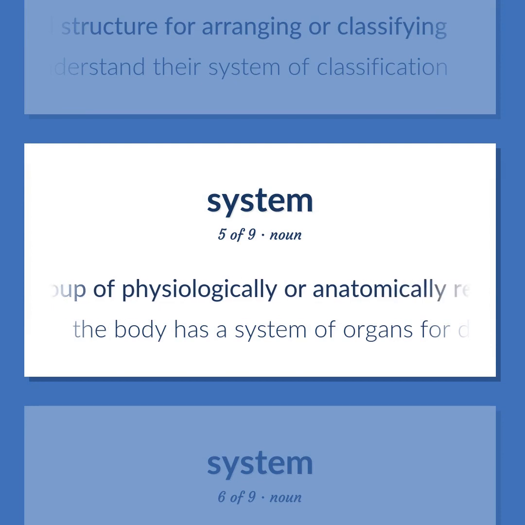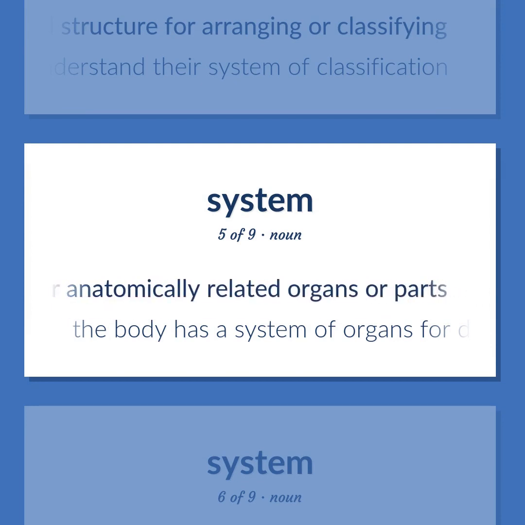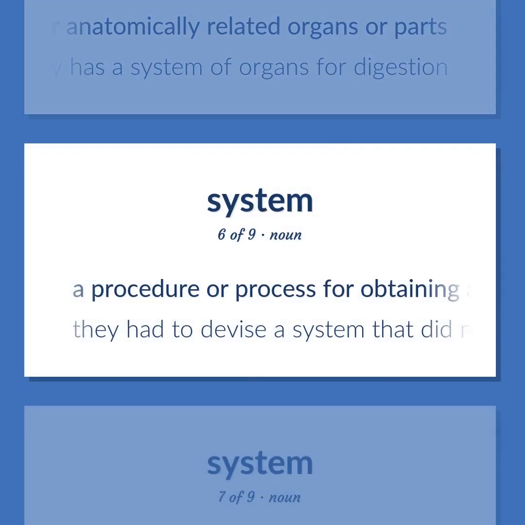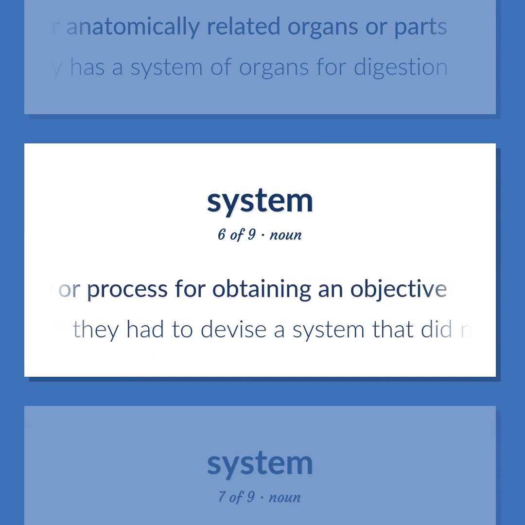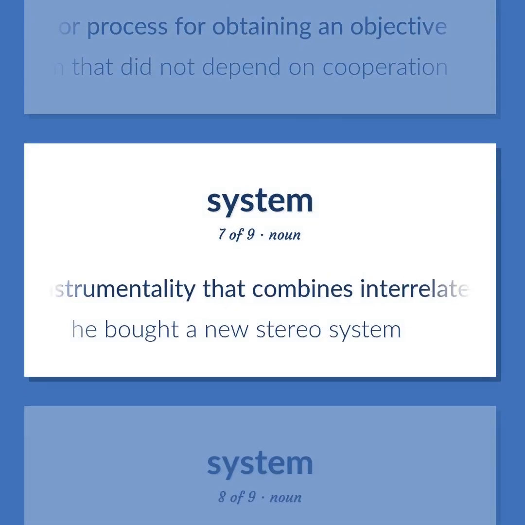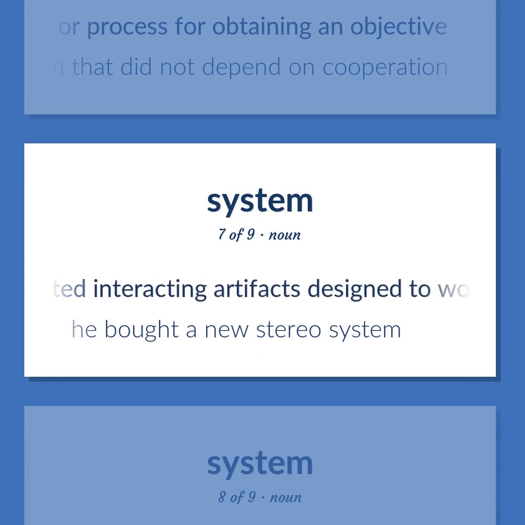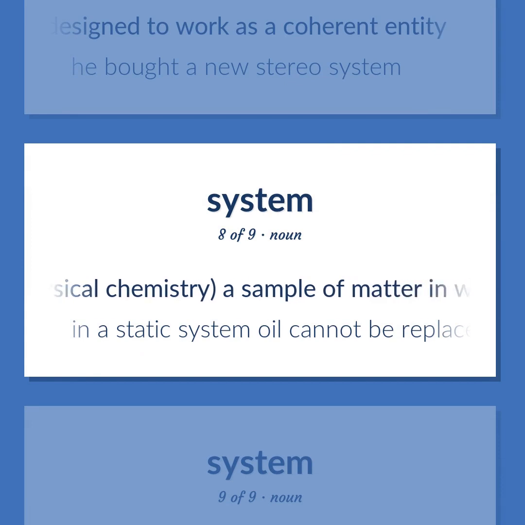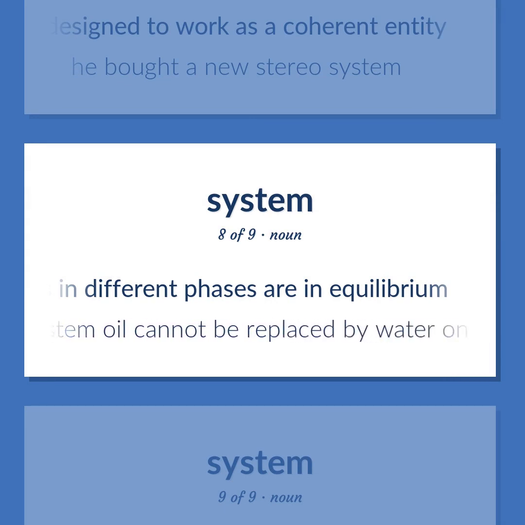A group of physiologically or anatomically related organs or parts. The body has a system of organs for digestion. A procedure or process for obtaining an objective. They had to devise a system that did not depend on cooperation. Instrumentality that combines interrelated interacting artifacts designed to work as a coherent entity. He bought a new stereo system. Physical chemistry, a sample of matter in which substances in different phases are in equilibrium. In a static system, oil cannot be replaced by water on a surface.